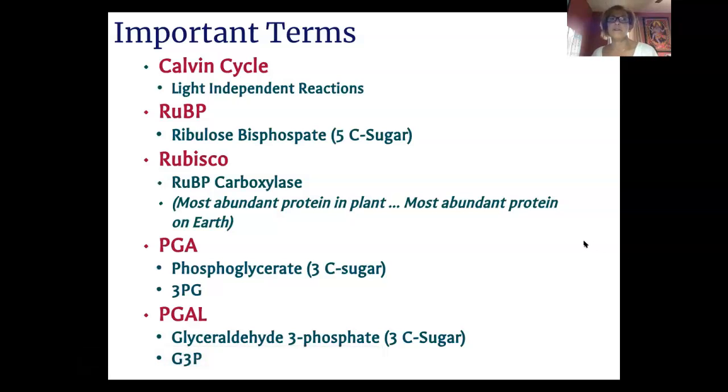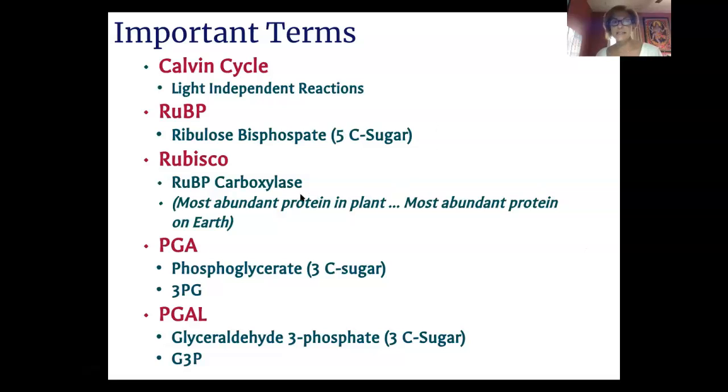The Calvin cycle, also called the light independent reactions. We talked about Melvin Calvin already. RUBP is short for ribulose biphosphate. That's the 5-carbon sugar that stays in the cycle. Okay, you should be familiar with RUBP. Rubisco is an enzyme, and we need to be familiar with that enzyme. So it's ribulose biphosphate carboxylase.